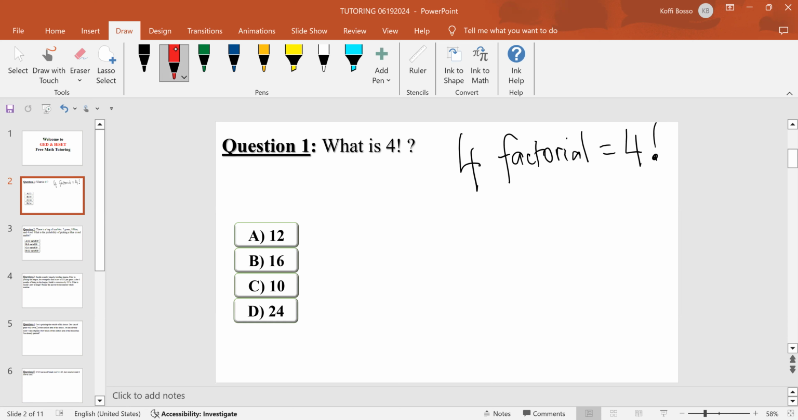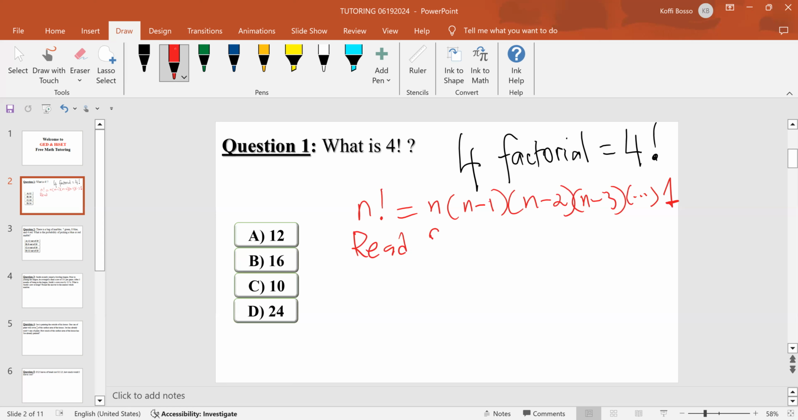The formula is n factorial equals n times (n minus 1) times (n minus 2) times (n minus 3), all the way to 1. Yes, exactly. So this is n factorial. We read it n factorial.